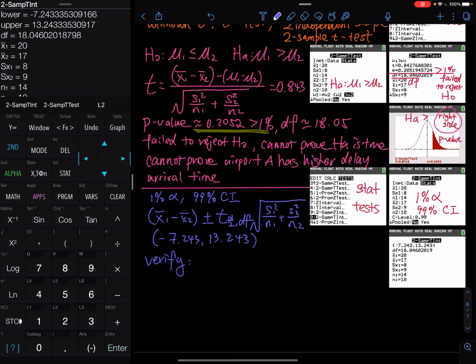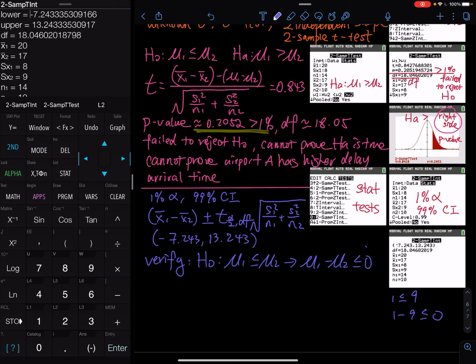So here is how you verify. First, you state your H0 again. So your H0 is mu1 minus mu2, and then you do a little math. That means mu1 is less than or equal to mu2. So that means mu1 minus mu2 is less than or equal to 0. One quick example, 1 is less than or equal to 9. That means 1 minus 9 is less than or equal to 0. That's how it works.